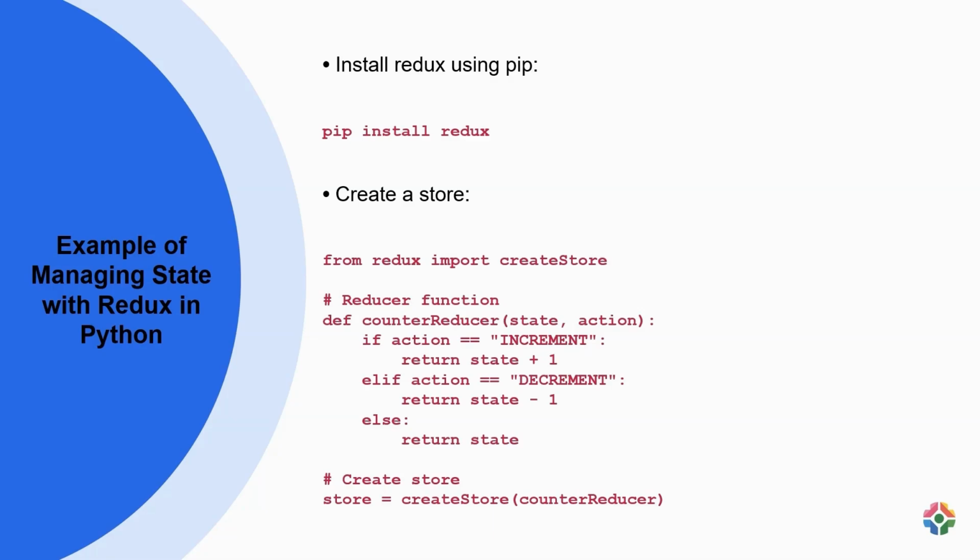Define a reducer function, e.g. counter reducer, that takes the current state and an action as arguments and returns the new state based on the action type. In the reducer, implement logic to handle different actions by updating the state accordingly. Finally, employ the createStore function by passing your reducer function to it to create a store instance. This store can be used to manage your application's state following the principles of Redux.